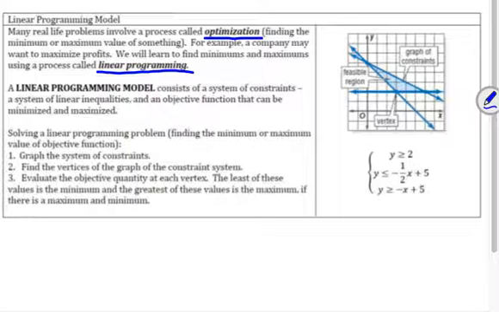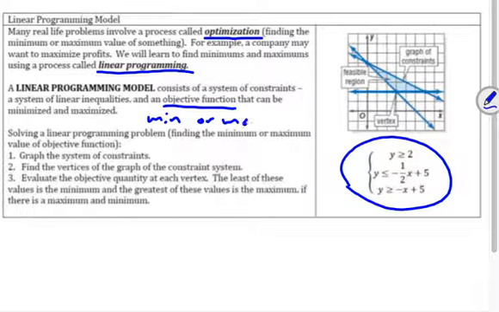Minimums and maximums. A linear programming model consists of a system of constraints. This is your system of constraints right here, your inequalities, basically. And a system of constraints, which is your linear inequalities, and an objective function. I call this the minimum or maximum function. You're going to plug in some ordered pairs into this minimum maximum function, and it's going to give you your minimum or maximum.